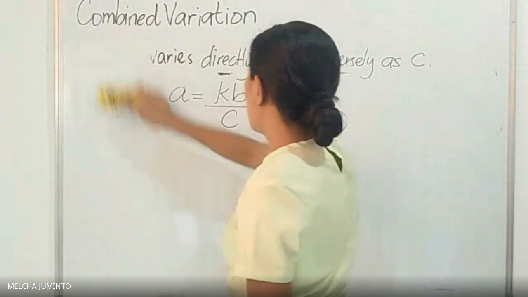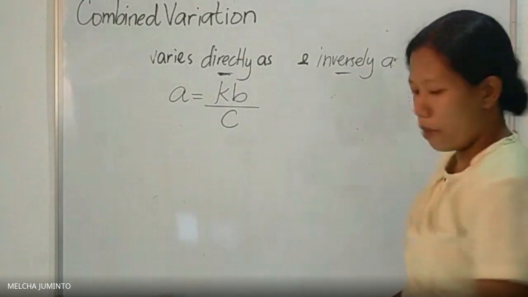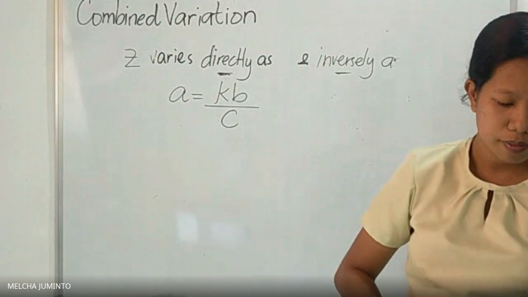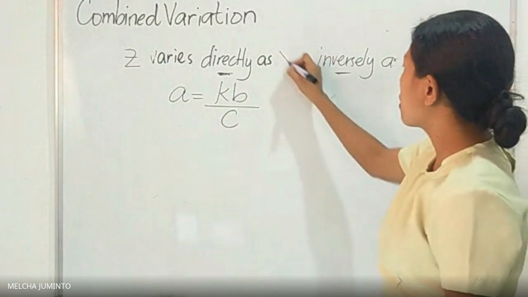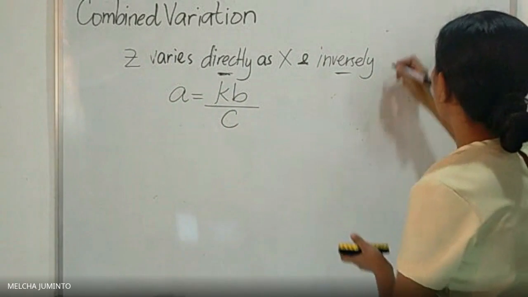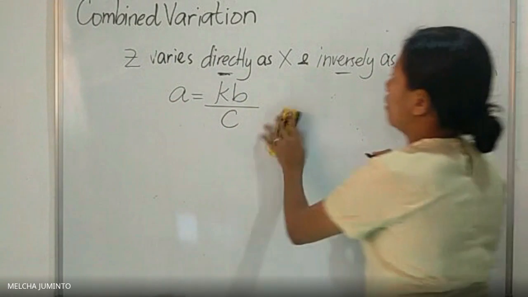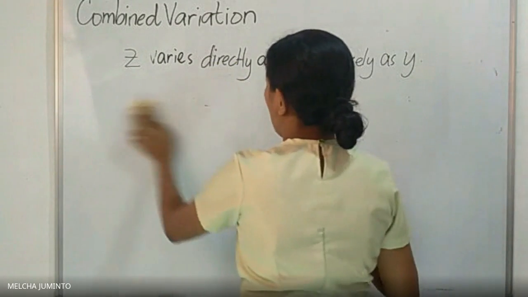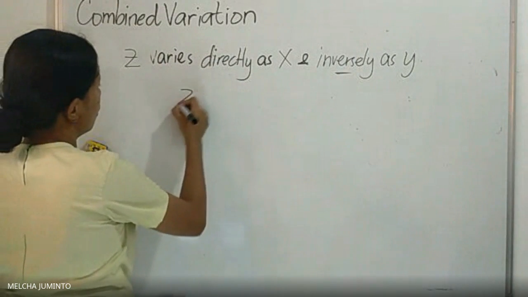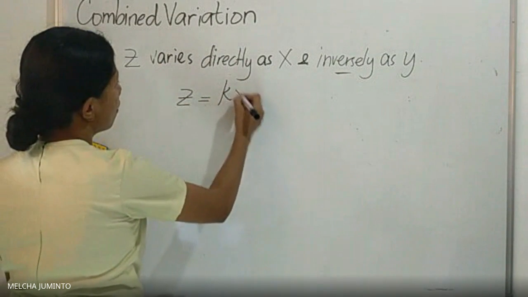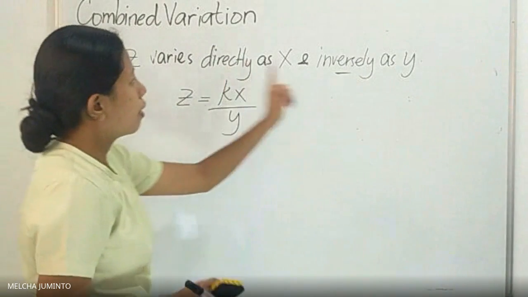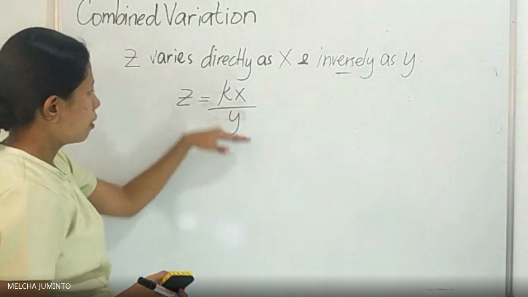The variable involved here is Z. We have the statement Z varies directly as X and inversely as Y. So from the statement Z varies directly as X and inversely as Y, we can write this equation. Z is equal to K times X all over Y. Directly as X, that's why X is beside K. Inversely as Y, that's why Y should be in the denominator.